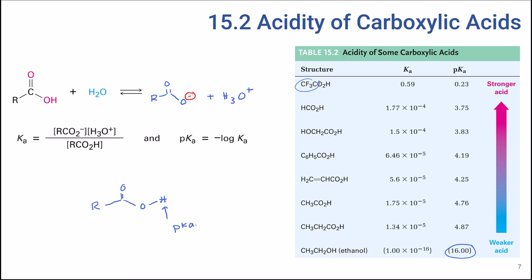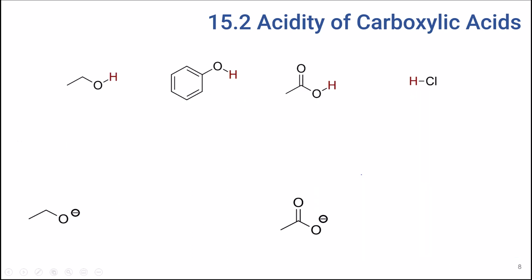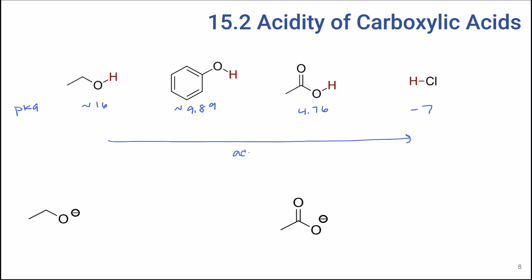And that will change depending on what the R group is. So an alcohol has a pKa of around 16. Phenol is around 10, or 9.89. This carboxylic acid is 4.76, so that's specifically for acetic acid. And then for HCl, it's -7. So HCl is very acidic and ethanol is not so much. So this is our acid strength.